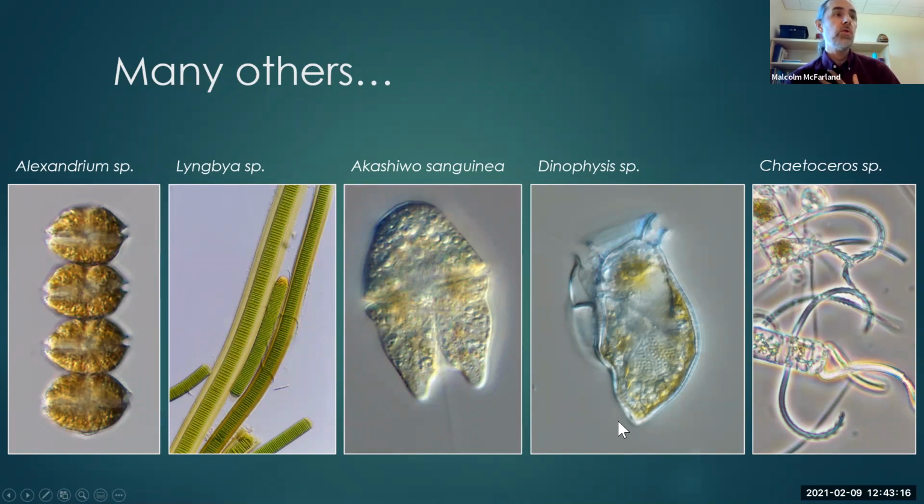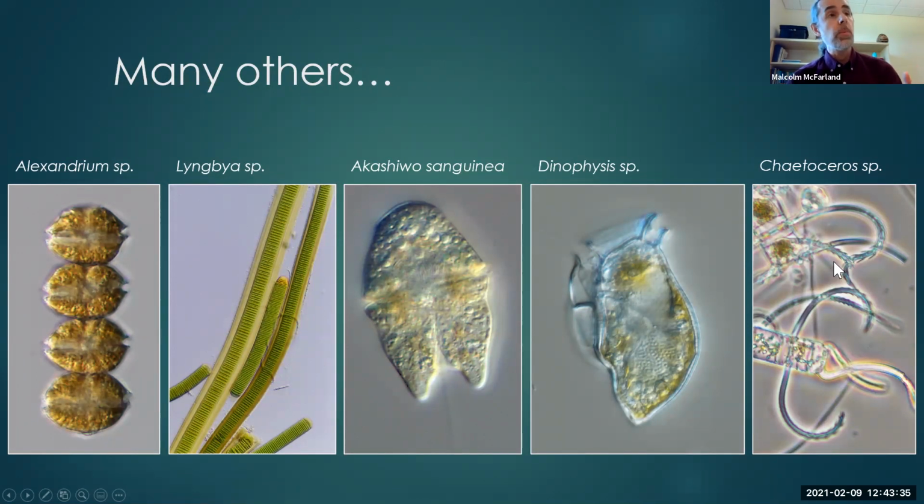This Dinophysis produces another type of toxin. We've seen that out there. We see it fairly regularly, but we've never seen very high concentrations. This Chaetoceros species is something we've seen along the coast. There are a lot of different species of these.